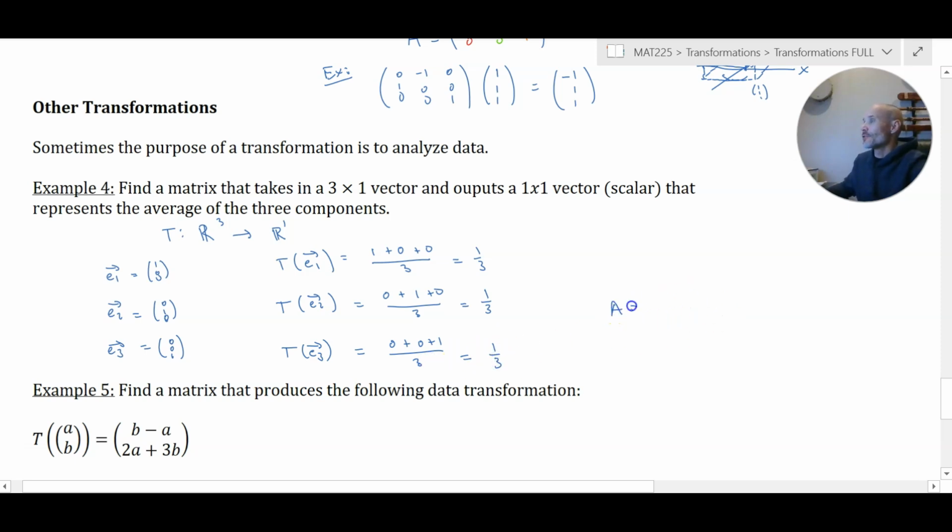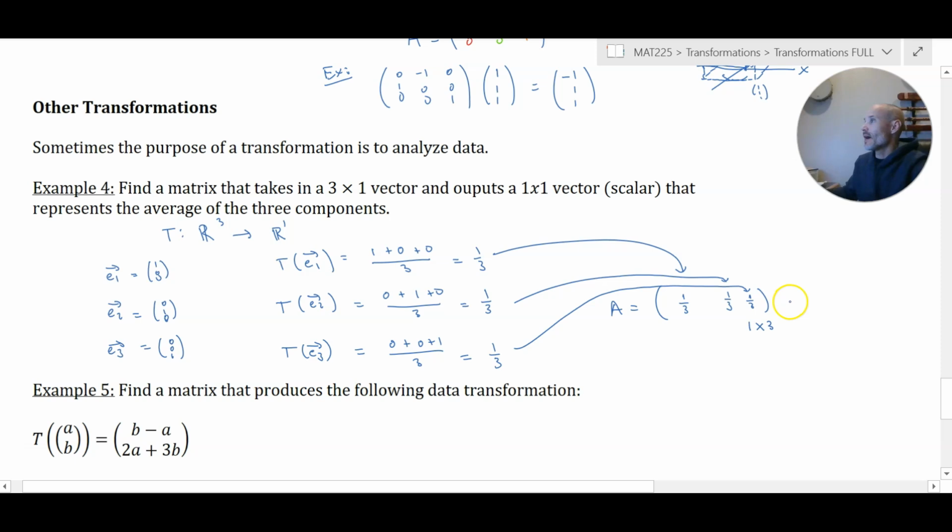To form the A matrix, remember what we do is we place the transformed values in as the columns. In this case, each column is just going to contain one value, and it's going to be the 1/3. And so notice that this matrix is 1 by 3, with entries 1/3.